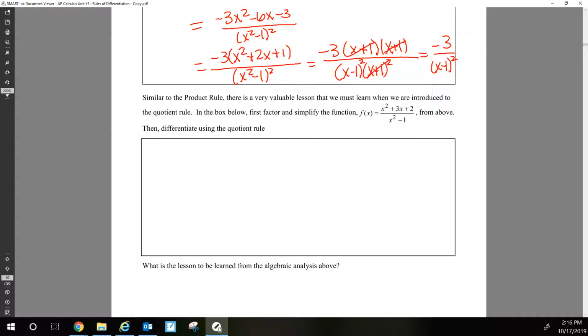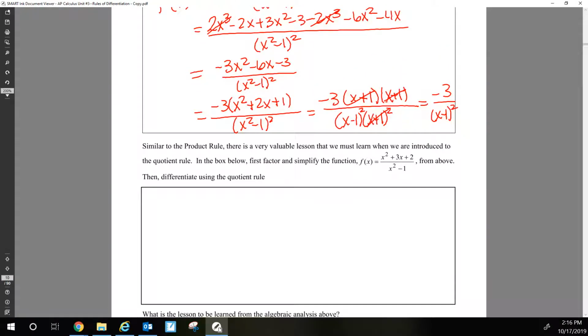In the box below, first factor and simplify the function from above, then differentiate using the quotient rule. Okay, so now they want us to factor first and then differentiate. So let's see if we can't make this a little simpler. What are two numbers that multiply to 2 and add up to 3? That'd be x plus 2, x plus 1. Factoring x squared minus 1 would be x minus 1, x plus 1. What cancels out here? X plus 1. And so we've got x plus 2 over x minus 1.